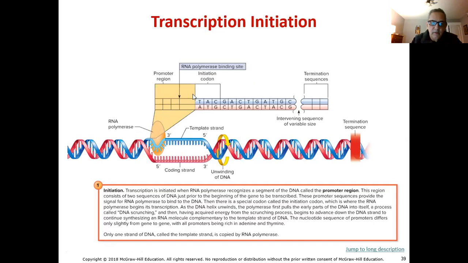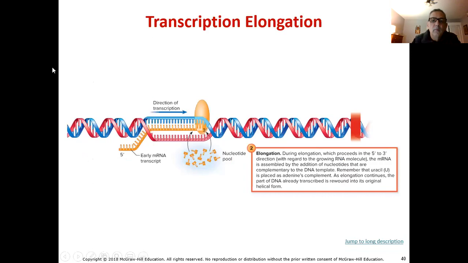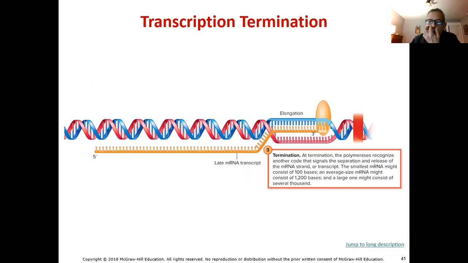Transcription initiation. Remember in DNA replication it's a DNA polymerase, and in RNA it's an RNA polymerase. There is a start site that's not translated, referred to as the promoter region. So the RNA polymerase knows where to start. It binds to the promoter region and then transcribes the RNA. And it keeps going until it reaches what we call the stop codon, which terminates transcription. The stop codons are not translated. They do not code for an amino acid.